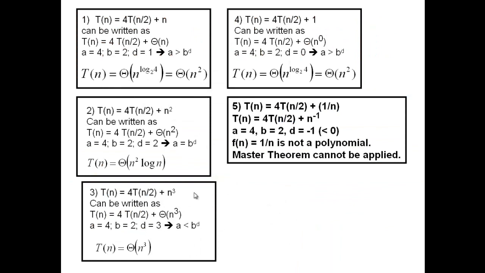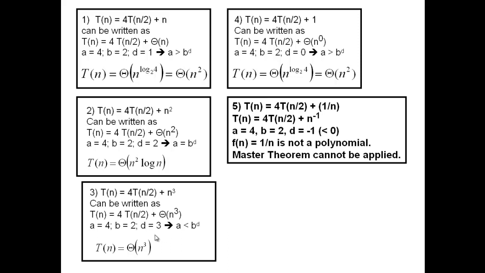Which is n raised to d, which is 3, right? So that's why I said theta of n cubed. So if you keep the first term fixed and increase the time to combine solutions, it increases to n cube, and the overall time complexity also is theta of n cube, so it also increases.